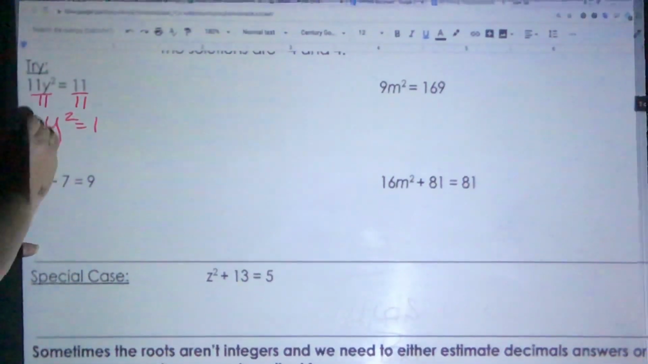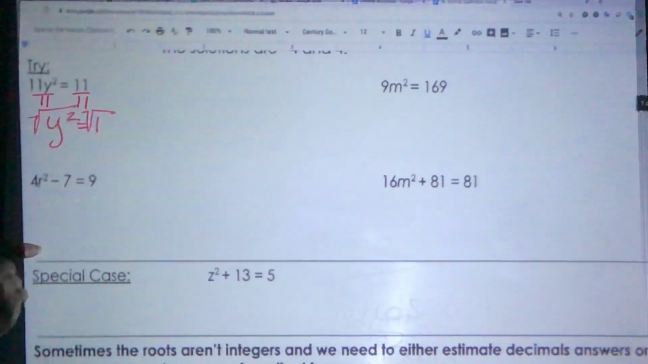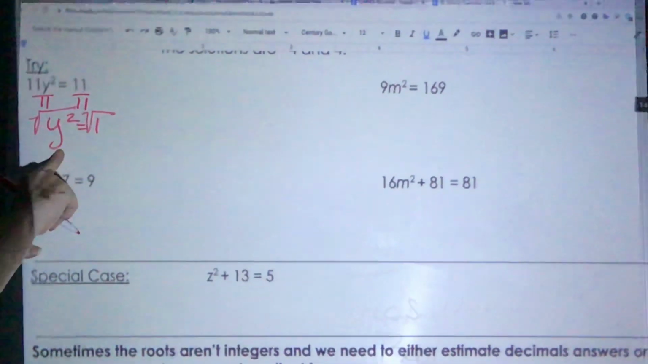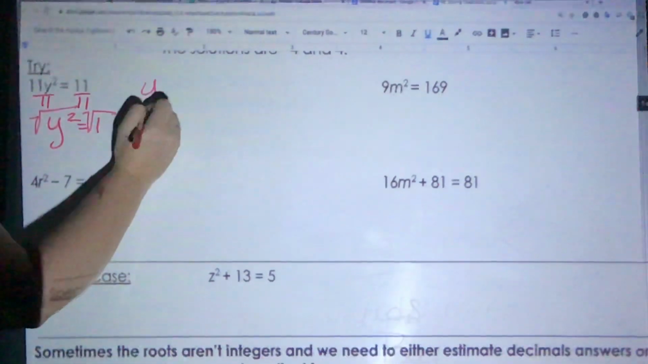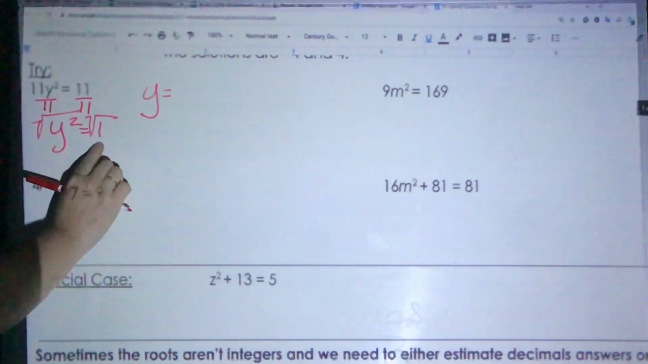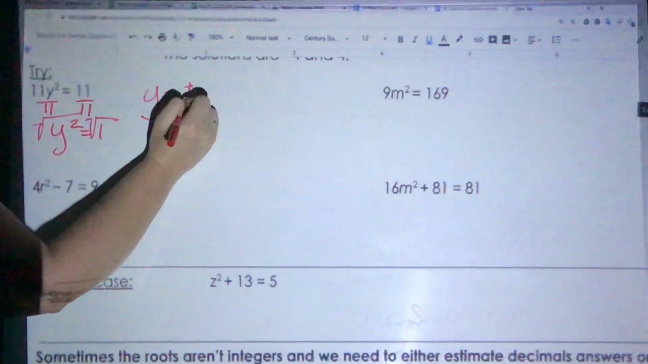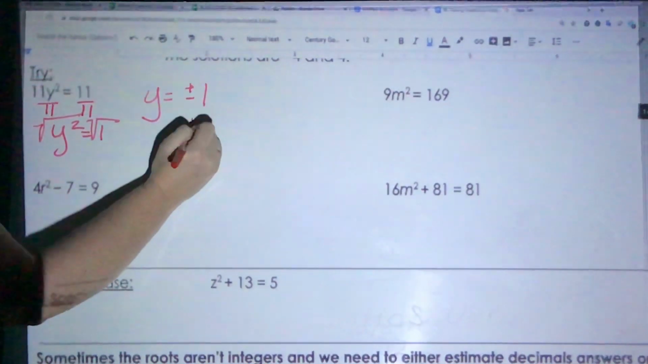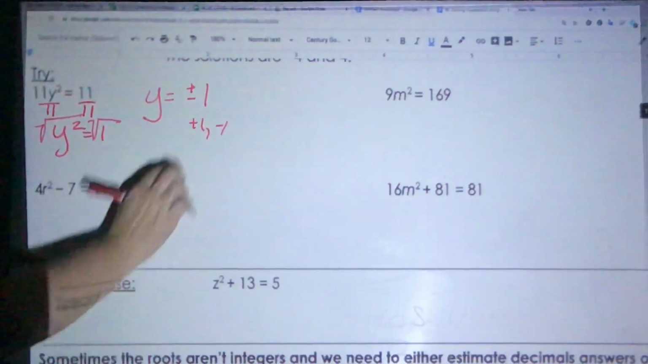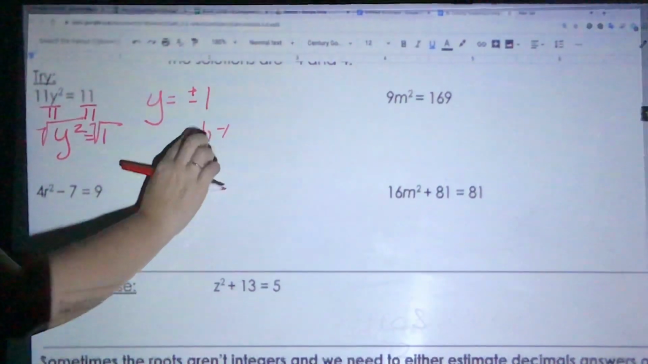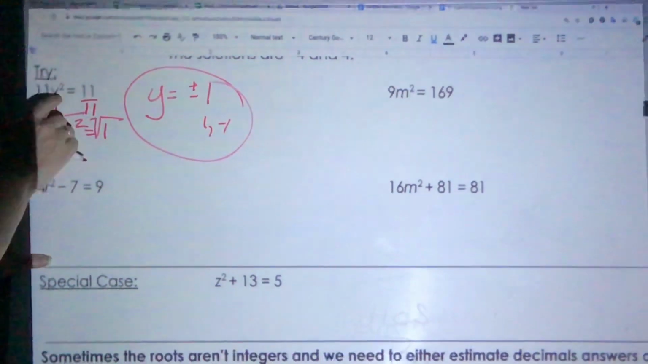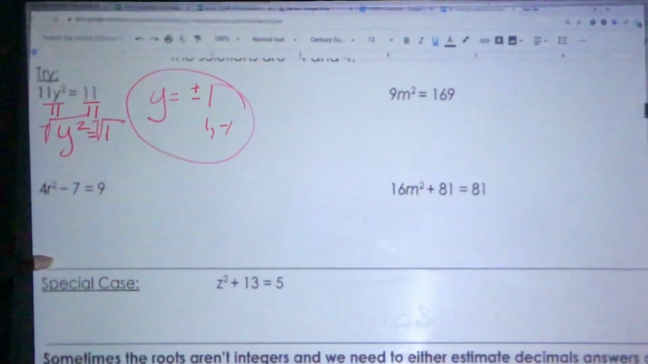So now I want to do the square root of both sides because I want to know what y is. I don't care about y squared. The square root of y squared is just y. And the square root of 1 is both positive 1 and negative 1. So I can write plus or minus 1, I could write it as plus 1, minus 1, I could just write 1 and minus 1. Those are my two solutions, roots or zeros for this quadratic.